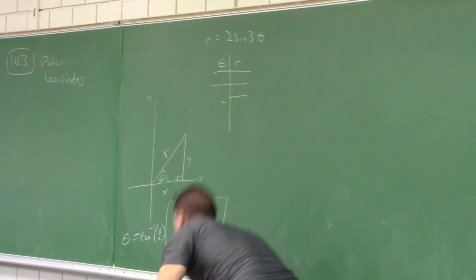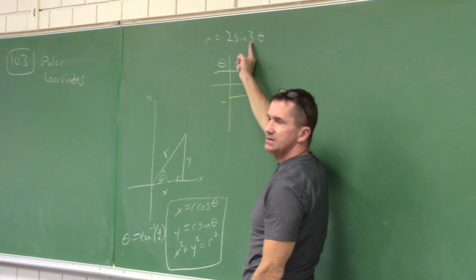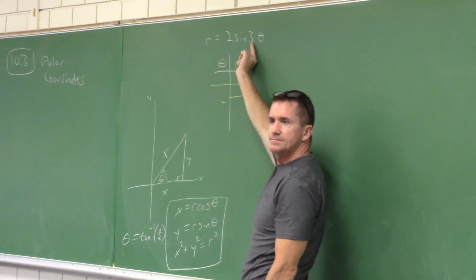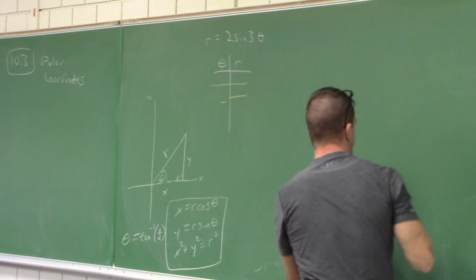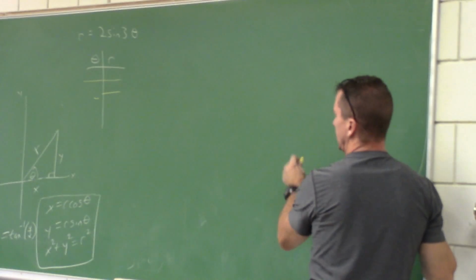Do you know how the period got affected by this? It'd be 2 pi over 3. That would be the period of that thing in Cartesian. So I'm thinking, everyone, just think this. I'll write it way over here.